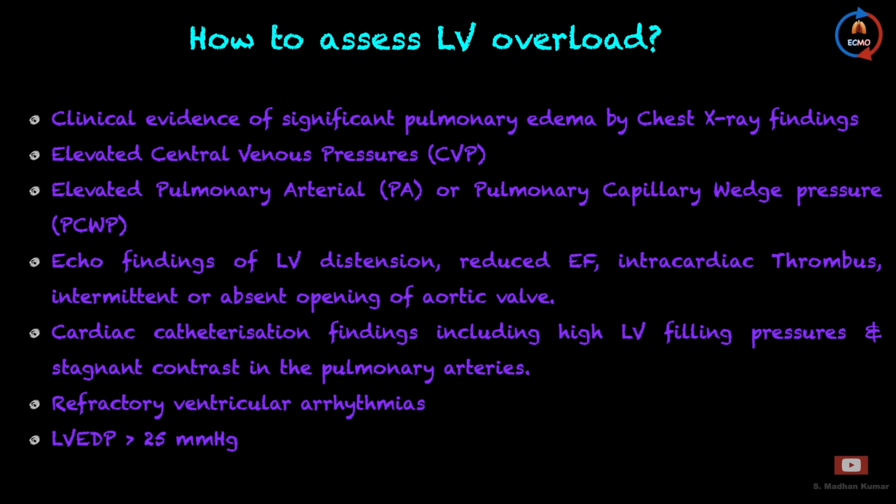How to assess LV overload? Clinical evidence of significant pulmonary edema by chest X-ray findings, elevated CVP, elevated PA or PCWP, echo findings of LV distension, reduced EF, intracardiac thrombus, intermittent or absent opening of the aortic valve, cardiac catheterization findings including high LV filling pressures and stagnant contrast in the pulmonary arteries, refractory ventricular arrhythmias, and LV EDP greater than 25 mmHg.